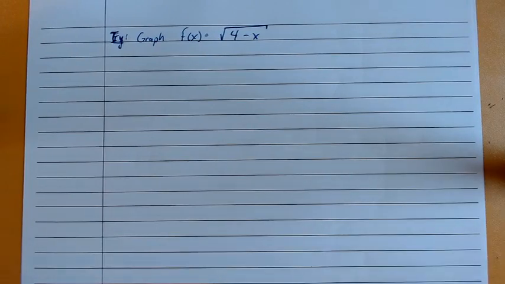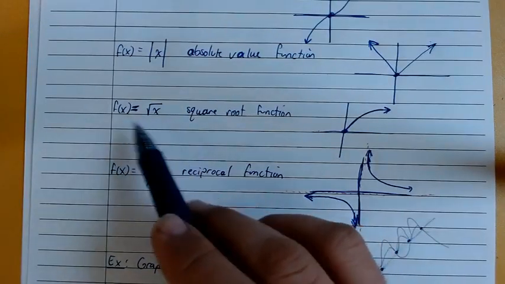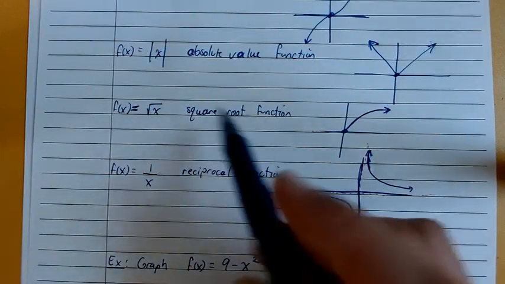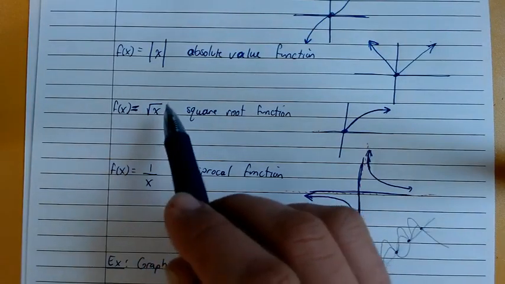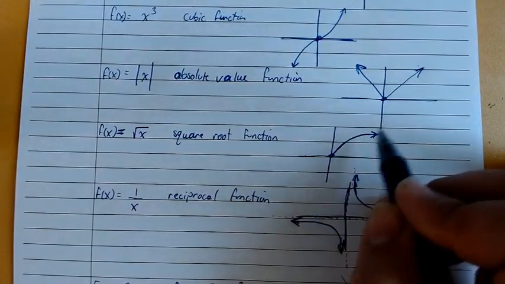All right, so I see a square root, and that means it's going to be of this category. It's going to be a square root function. Again, we're not at all clever or original when it comes to naming stuff. It's called a square root function because there's a square root in it. So I know my shape has to look something like this.